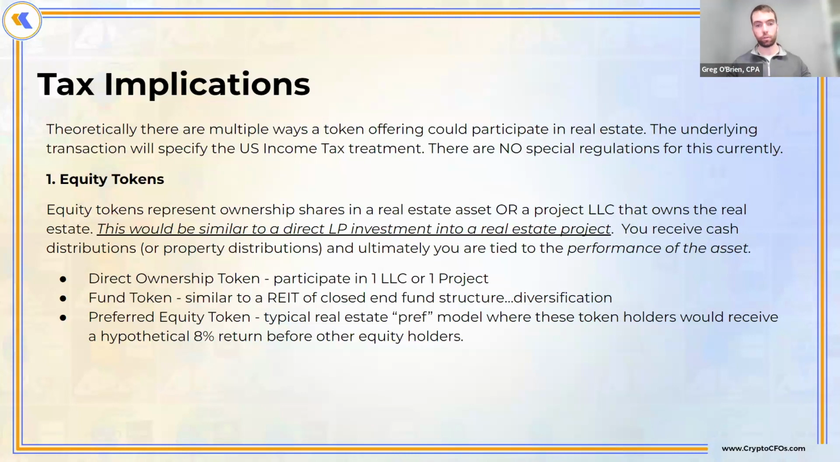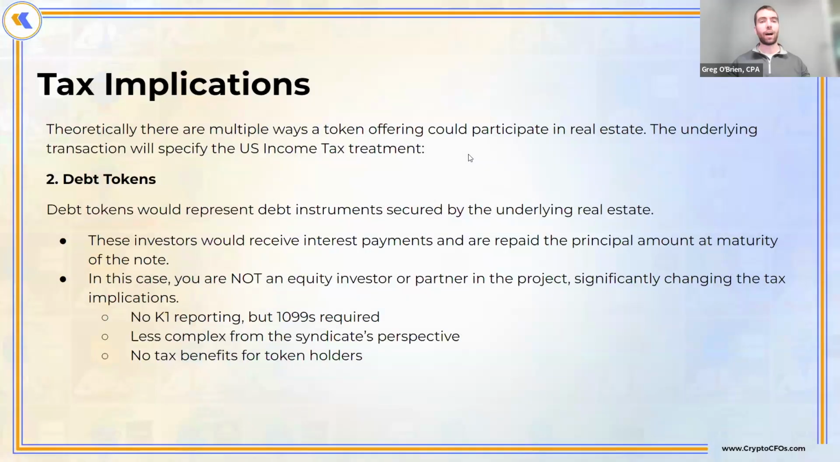So on the other side of the aisle here, you could also have debt. We're not going to focus a ton on this today, but it's a lot more straightforward. A debt token, hypothetically, would be similar to hard money lending, or just giving cash to a project syndicate or to a friend or family member, right, that's going to perform some type of real estate project. So the debt is tied to the underlying real estate asset again through this token.